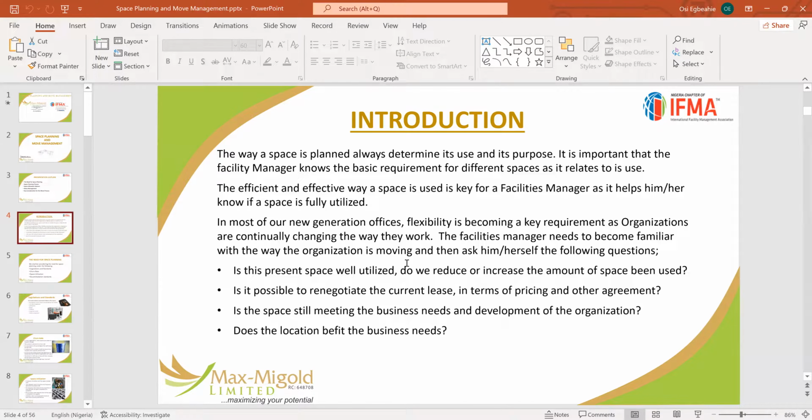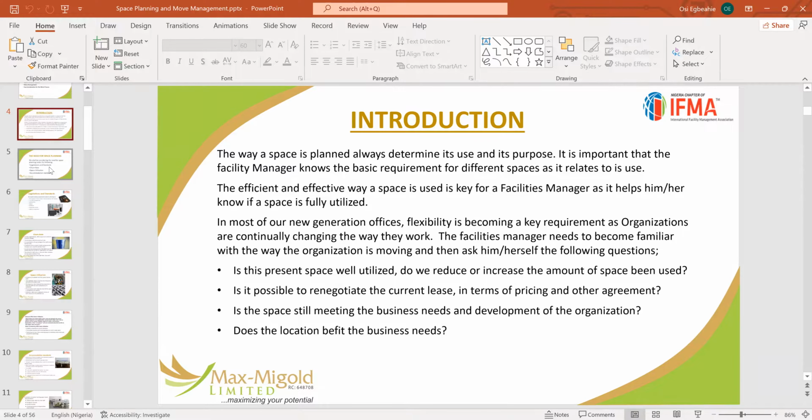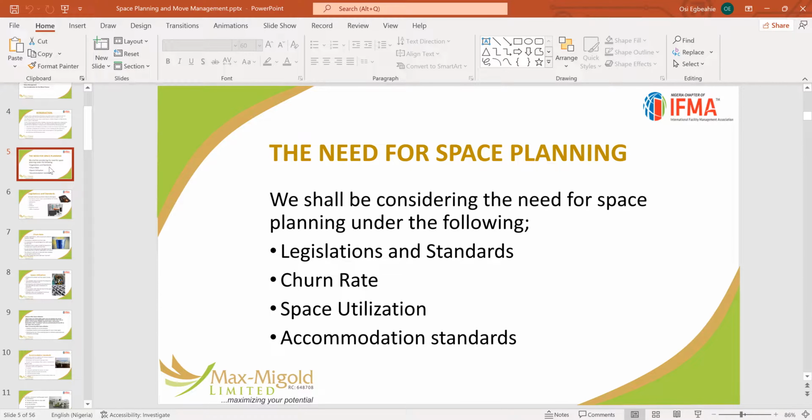Does the location befit the business needs? Sometimes you may also look at the location of the business. Maybe when the business started, that location where you find yourself was ideal and good enough. And as the business has grown, it has gotten to a point where you may need to relocate that business from where it is, or you may have some other factors that you look at which will help in taking this direction, the decision that will also help you advise management to be able to save costs. From time to time, facility managers are put in that position where they can help management save some funds while they run the facility that they manage.